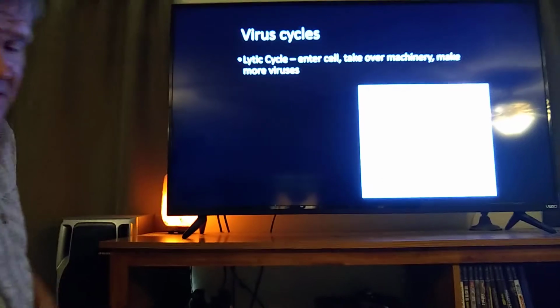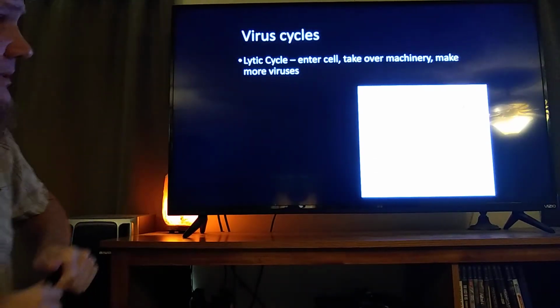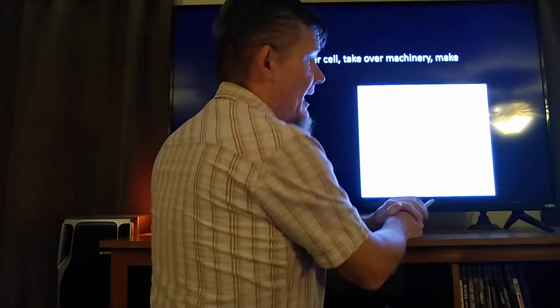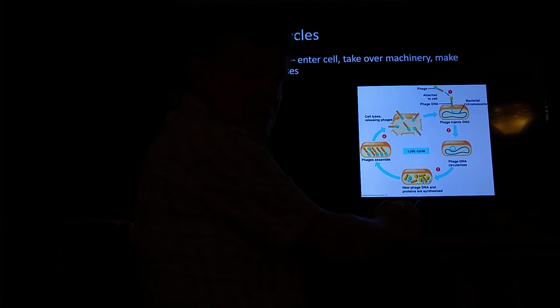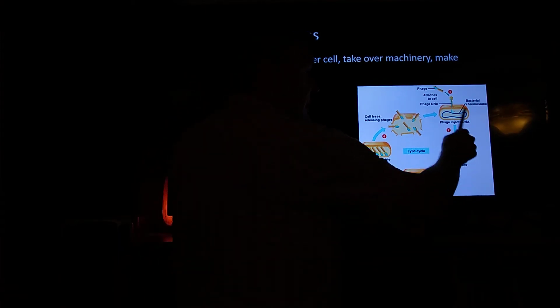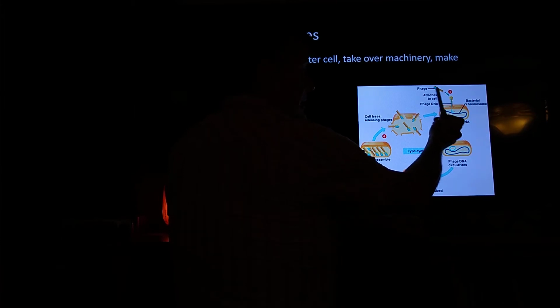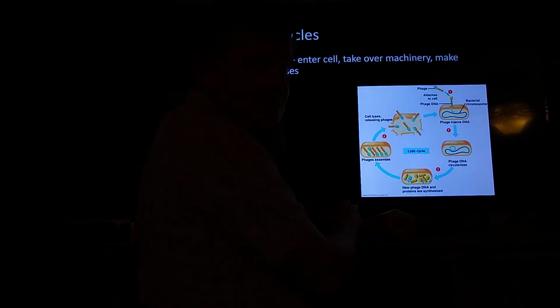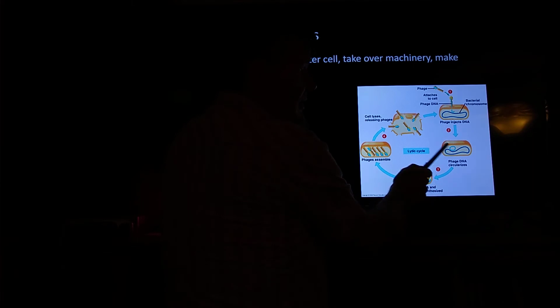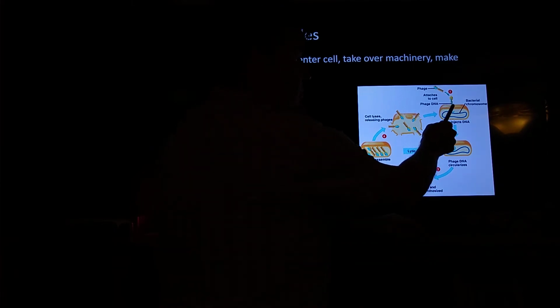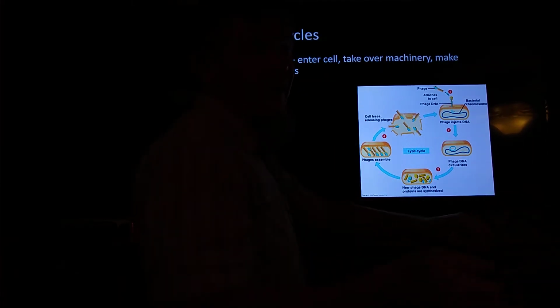The way viruses infect us is the first thing that happens is the virus attaches to the host cell. Here's my host cell. This is my virus. The virus attaches to the host cell. Once it attaches to the host cell, it injects its DNA. Now that the DNA is injected, this protein coat that was once carrying the viral DNA is useless.